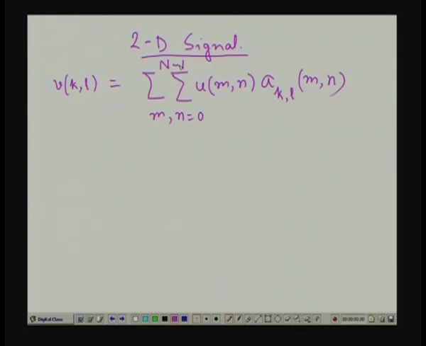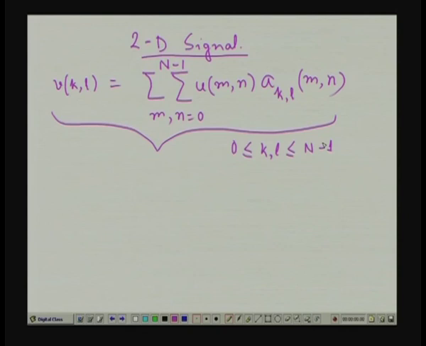So, here u m n is the input image, it is a two dimensional image. Again we are transforming this using the unitary matrix A, and in the expanded form the expression can be written like this: V k L is equal to double summation u m n A k L m n, where both m and n vary from 0 to N minus 1. And this has to be computed for all the values of k and L, where k and L vary from 0 to N minus 1.